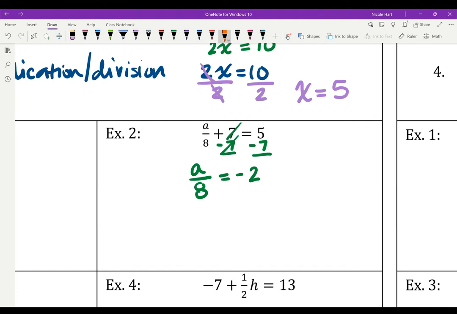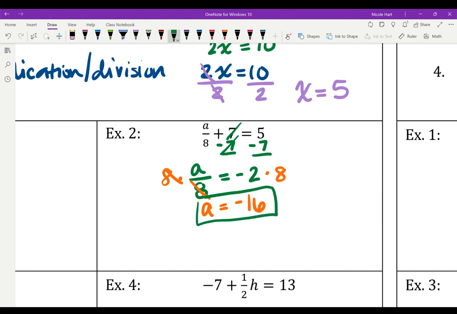Then we need to get rid of the 8 underneath the a. We're trying to get the variable, the letter, by itself. So we are going to undo the division that's happening with the 8 by doing multiplication like we did on the last problem. We're going to multiply both sides by 8. On the left-hand side, those 8s are going to cancel out, and we're left with a. And then on the right-hand side, negative 2 times 8 gives us a negative 16.